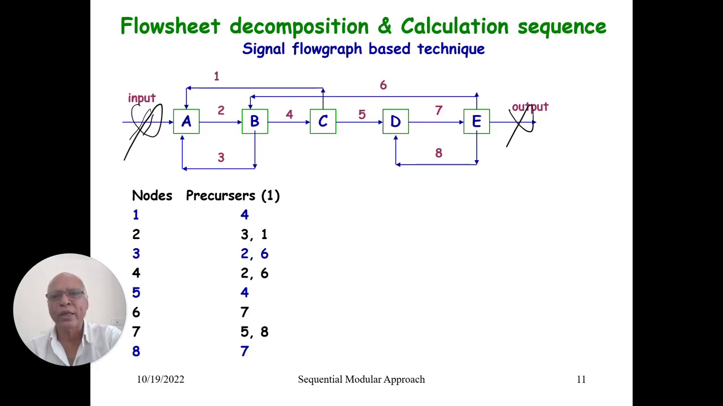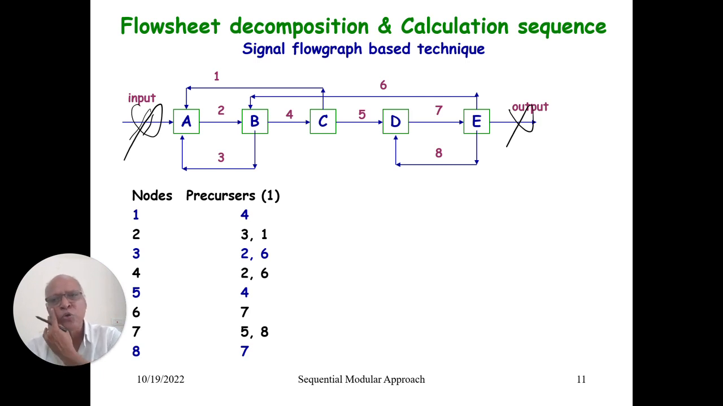What are the precursors for stream 2? This happens to be the output from unit A. All the input streams to this unit will become its precursors. So 1 and 3 will be the precursors. So looking at the flow sheet, it is not very difficult for you to propose these precursors. Then formally we will go into the algorithm later.